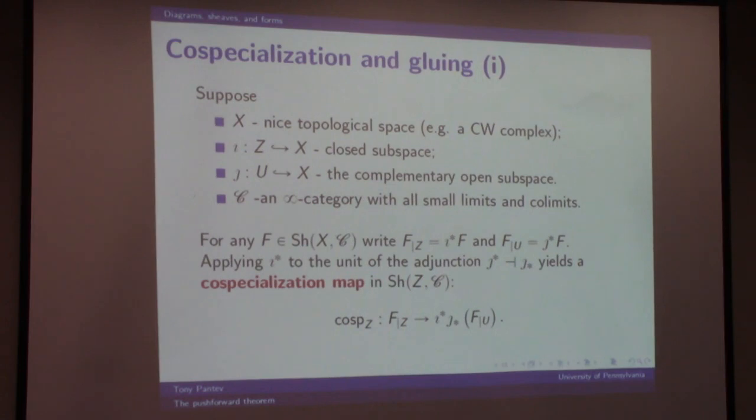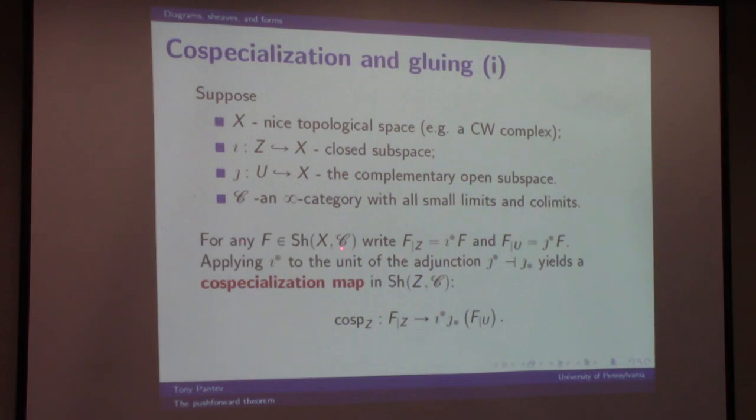Now, to explain how this gives you a good notion of forms on constructible sheaves of stacks, I'm going to talk about co-specialization. The key to understanding constructible sheaves of stacks in terms of diagrams is to use the recollement. Let me just recall the standard recollement for topological spaces. If you have a nice topological space X and a closed subspace Z and a complementary open U, and you have any nice value category, which I'm going to assume has limits and colimits, then a sheaf on X with values in C can be assembled completely out of a piece which is a sheaf on the closed and a piece which is a sheaf on the open.